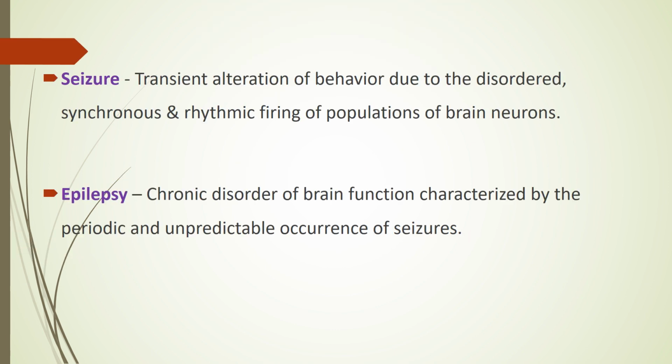So, a few points about seizure as well as epilepsy. Seizure means a transient altered behavior which could be due to disordered, synchronous and rhythmic firing of a population of brain neurons. It's usually associated with the movement of muscle groups, which may be stiffening of the muscles, or it could be associated with jerking movement of the muscle groups. And epilepsy means a chronic disorder of brain function. It's characterized by periodic as well as unpredicted occurrence of seizures.